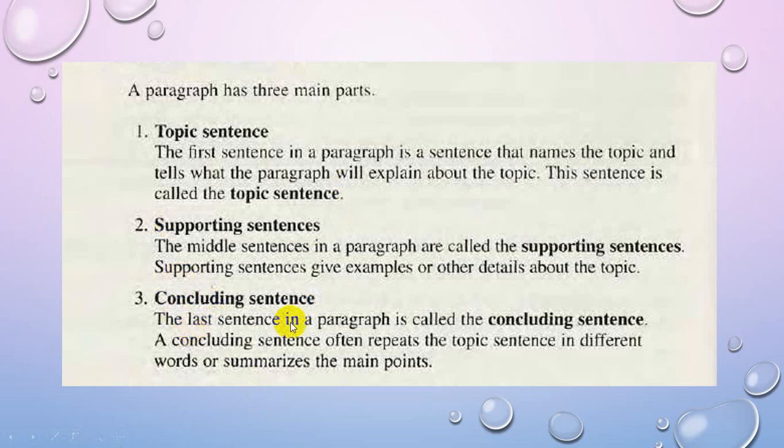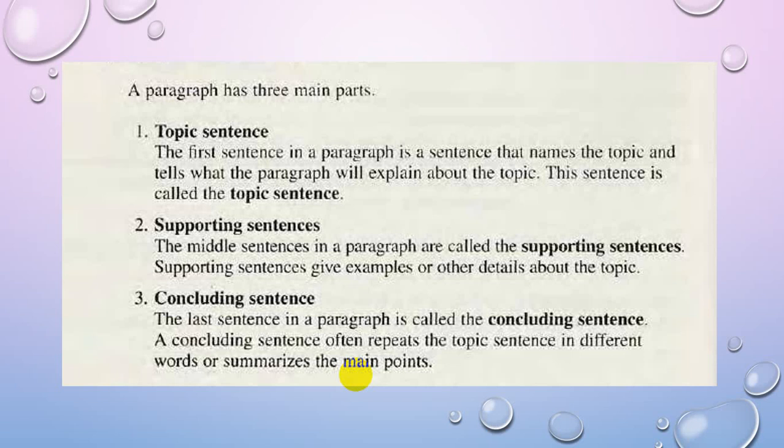What is a concluding sentence? The last sentence in a paragraph is called the concluding sentence. آخر جملة في الparagraph نسميها concluding sentence. A concluding sentence often repeats the topic sentence in different words or summarizes the main point. يصير إعادة الصياغة في كلمات مختلفة أو يكون summarize يعني تلخيص، summarizes the main points، يلخص النقاط الأساسية.